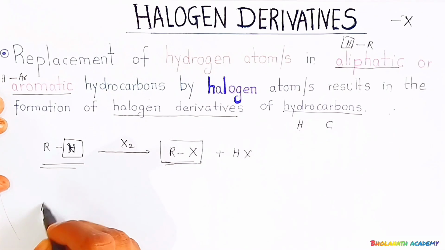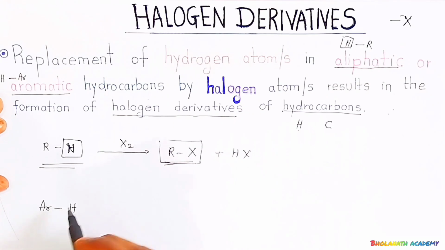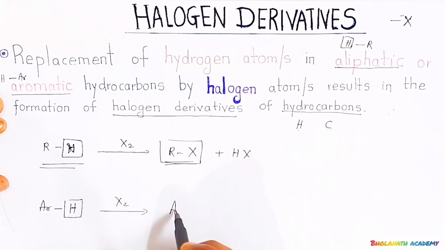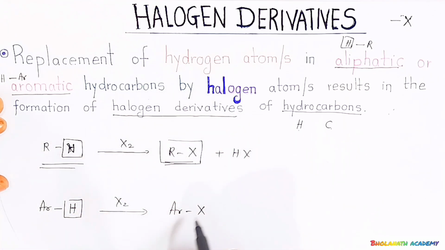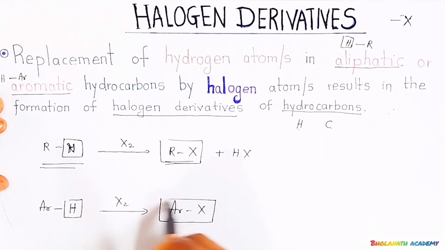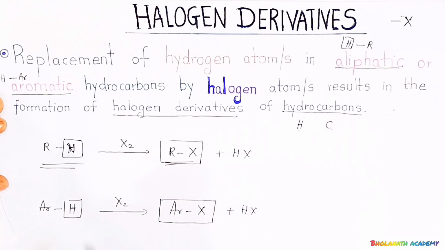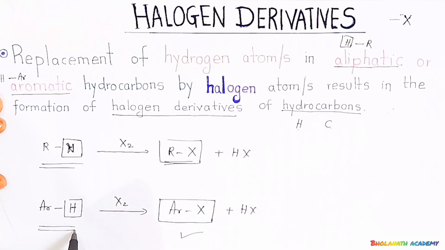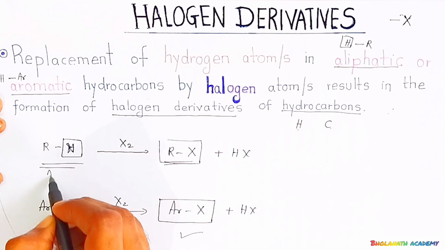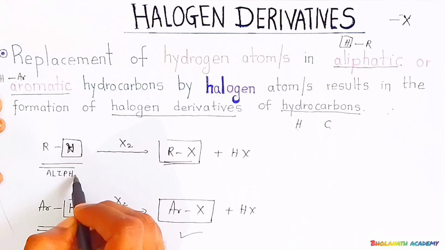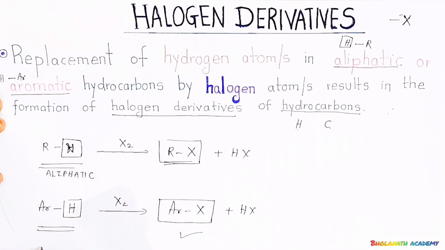If it is aromatic, students, if we are replacing the hydrogen of aromatic compound by halogen, the compound is called aromatic. So this is the compound, students. This is called halogen derivative of aromatic hydrocarbons. So here, students, two types of hydrocarbons I have taken. First one is aliphatic and second is aromatic hydrocarbons.